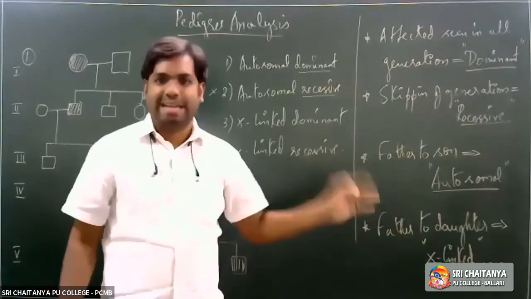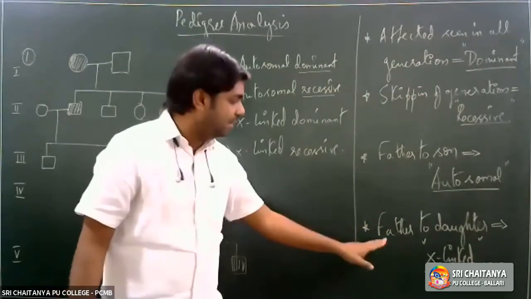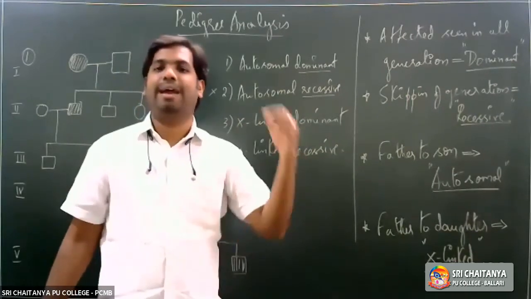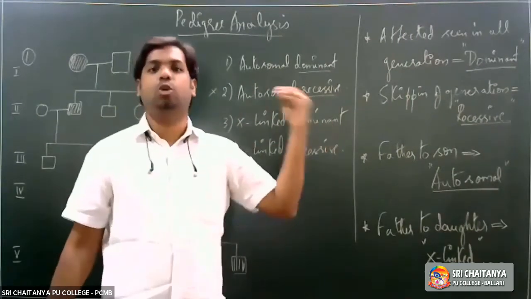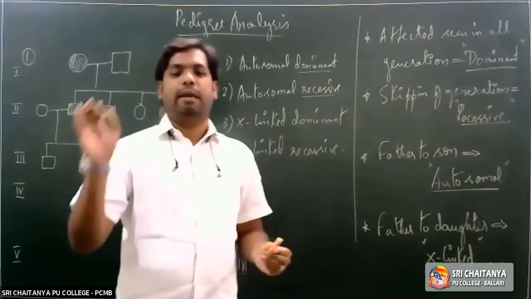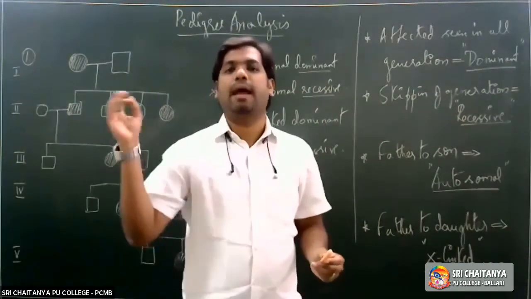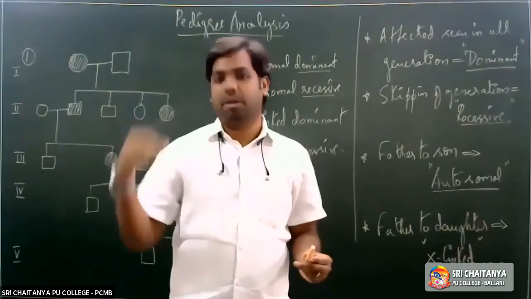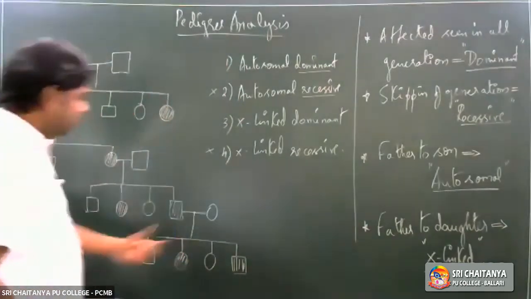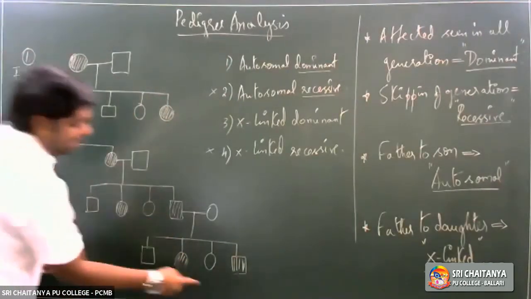In case of X-linked inheritance, an affected father cannot have an affected daughter and son together in the same generation. That is seen only in case of autosomal inheritance. And here we have that: an affected father has an affected son. Our first condition is qualified here.